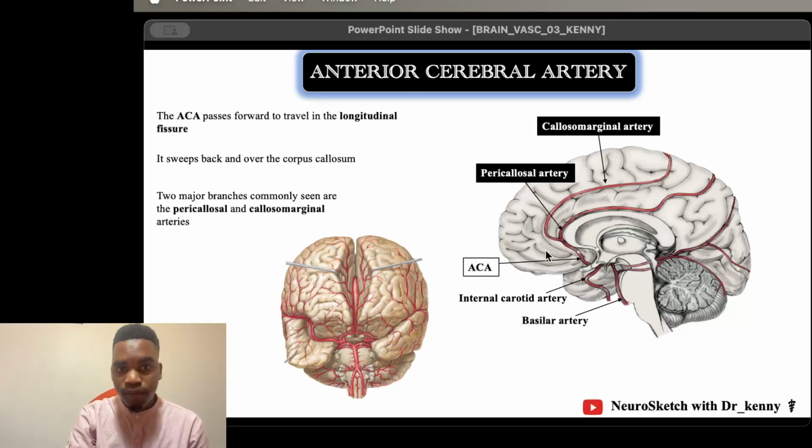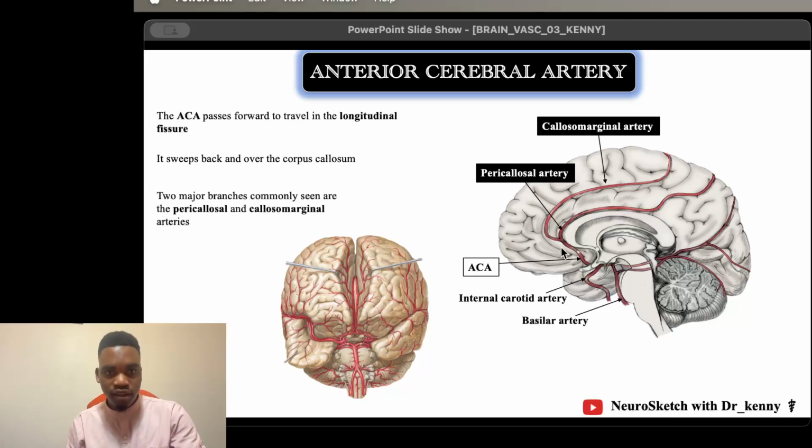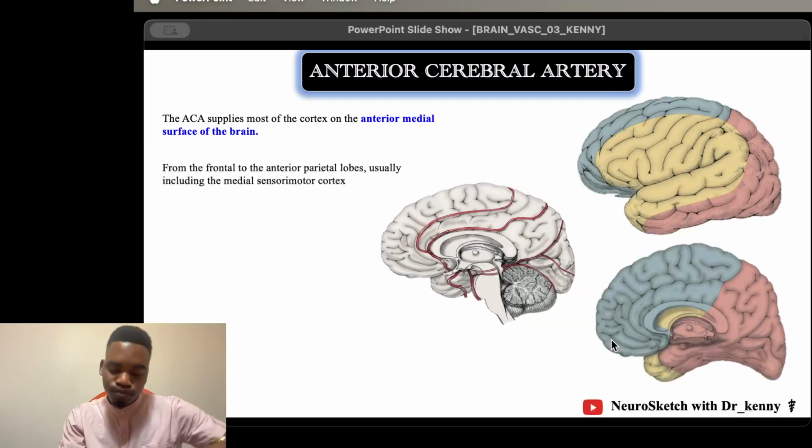around the corpus callosum, and while it does so, it gives two main branches. That would be the pericallosal branch, peri meaning around the corpus callosum, and then the other branch would be the callosomarginal artery. So they sweep around the corpus callosum. They supply almost the whole of the medial part of the frontal lobe and the parietal lobe, and these are the surface territories of the anterior cerebral artery.